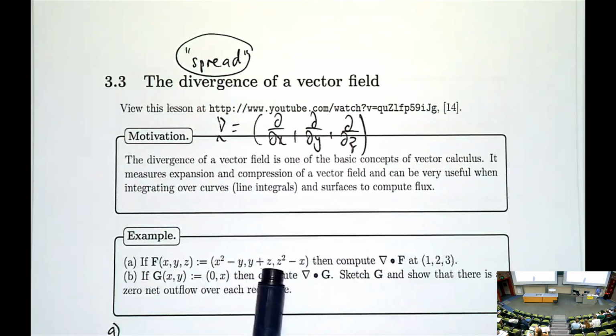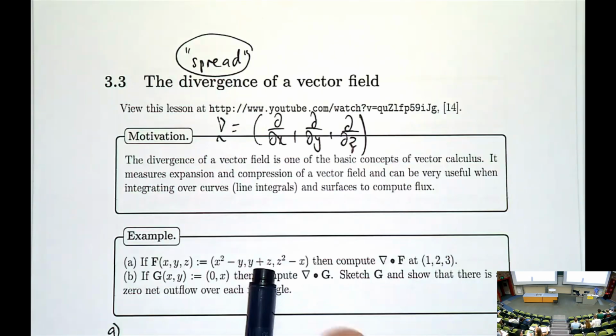Here is something that looks like a function, but the output is a vector. Okay? We haven't seen anything like this yet. So this big F, it's got boldface, implying that it's a vector. It's got three components: an i component, x squared minus y, a j component, y plus z, and a k component, z squared minus x. So you put in x, y, z, it'll output a vector, not a number, a vector. It's called a vector field. It's like a function, but it outputs vectors.